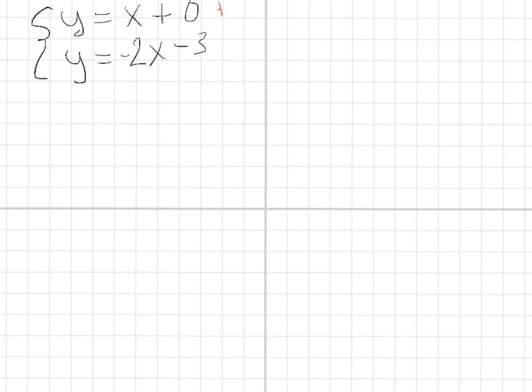And so for equation 1, my y-intercept, remember your b, is at 0. And my slope is 1, that imaginary 1 up there. So I'm going to go up 1, over 1, up 1, over 1, and keep that pattern going. Let's see if I can draw this line.